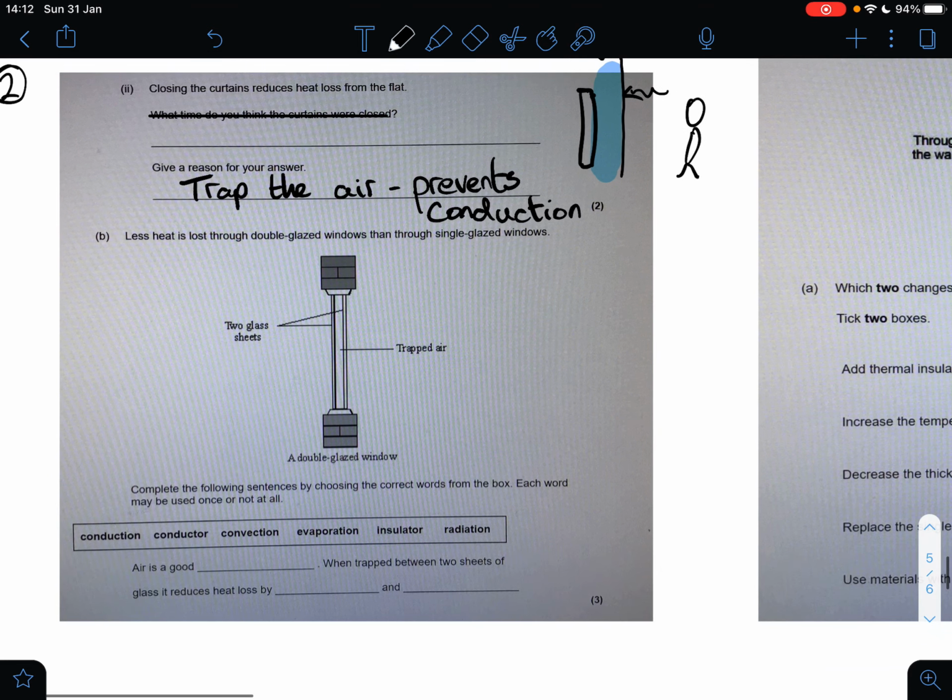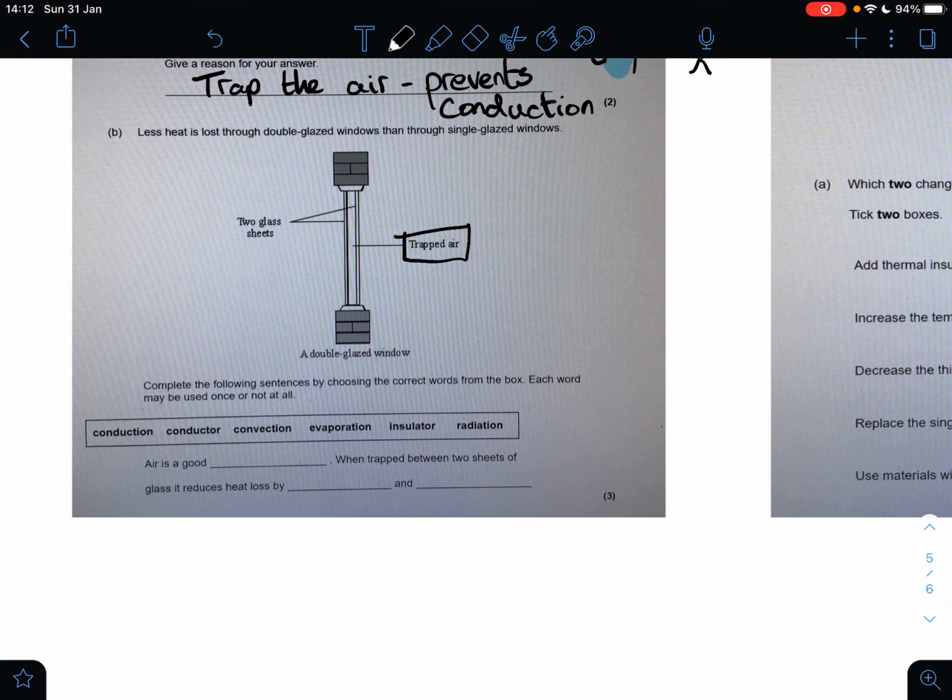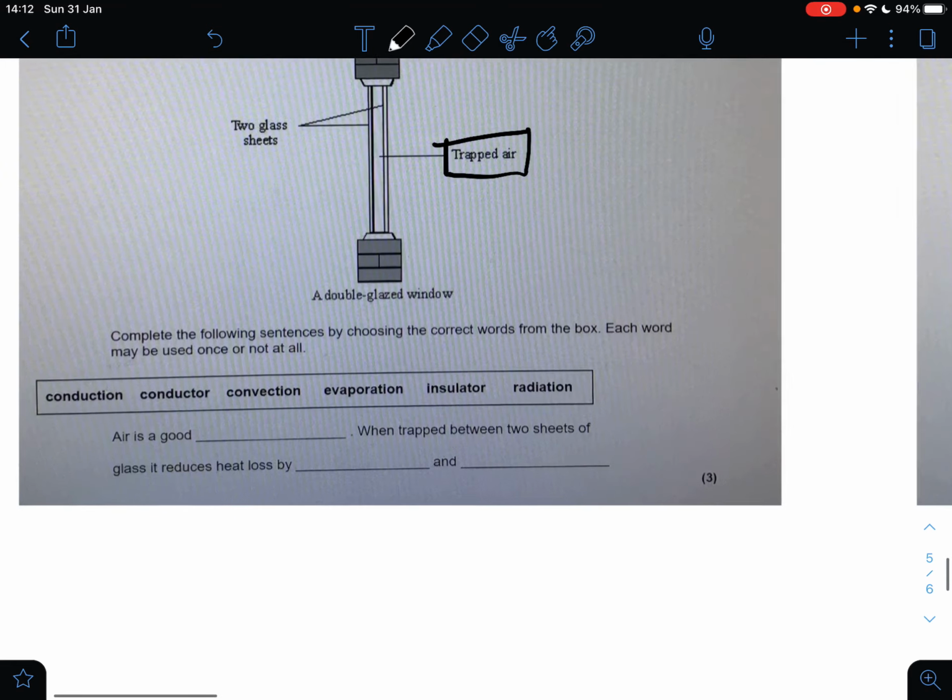Okay, let's have a look at the next one. Less heat is lost through double glazed windows than through single glazed windows. And look, here we go, trapped air. Complete the following sentences by choosing the correct words from each box. Each word may be used once or not at all, more than once. Oh, no, used once. So copy this into your book.